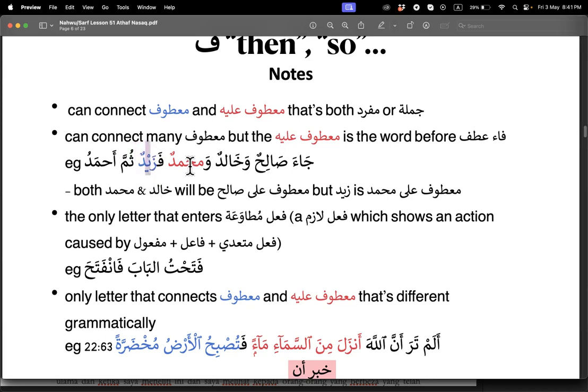You say maktuf bil fa ala Muhammad. So when you change, this is wow, this is wow. But when you change, then you go back to the last one here. You don't go to this one here.